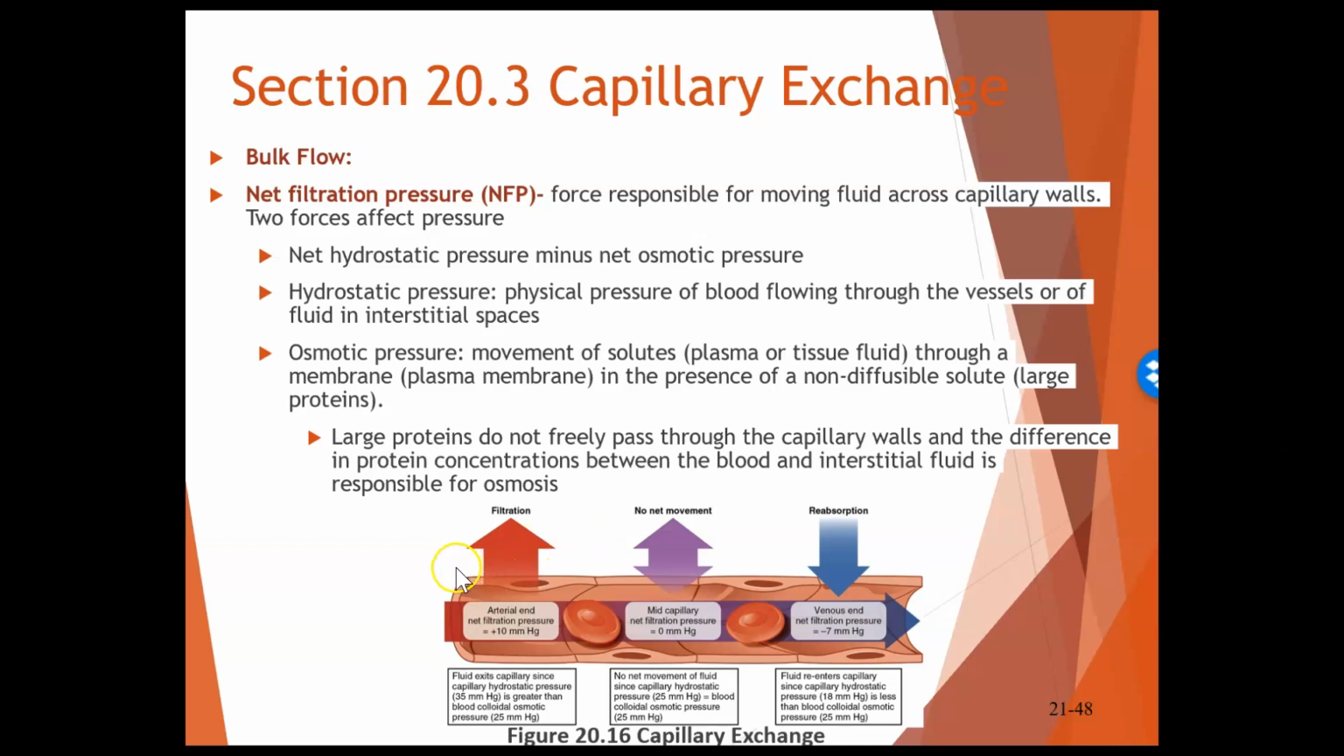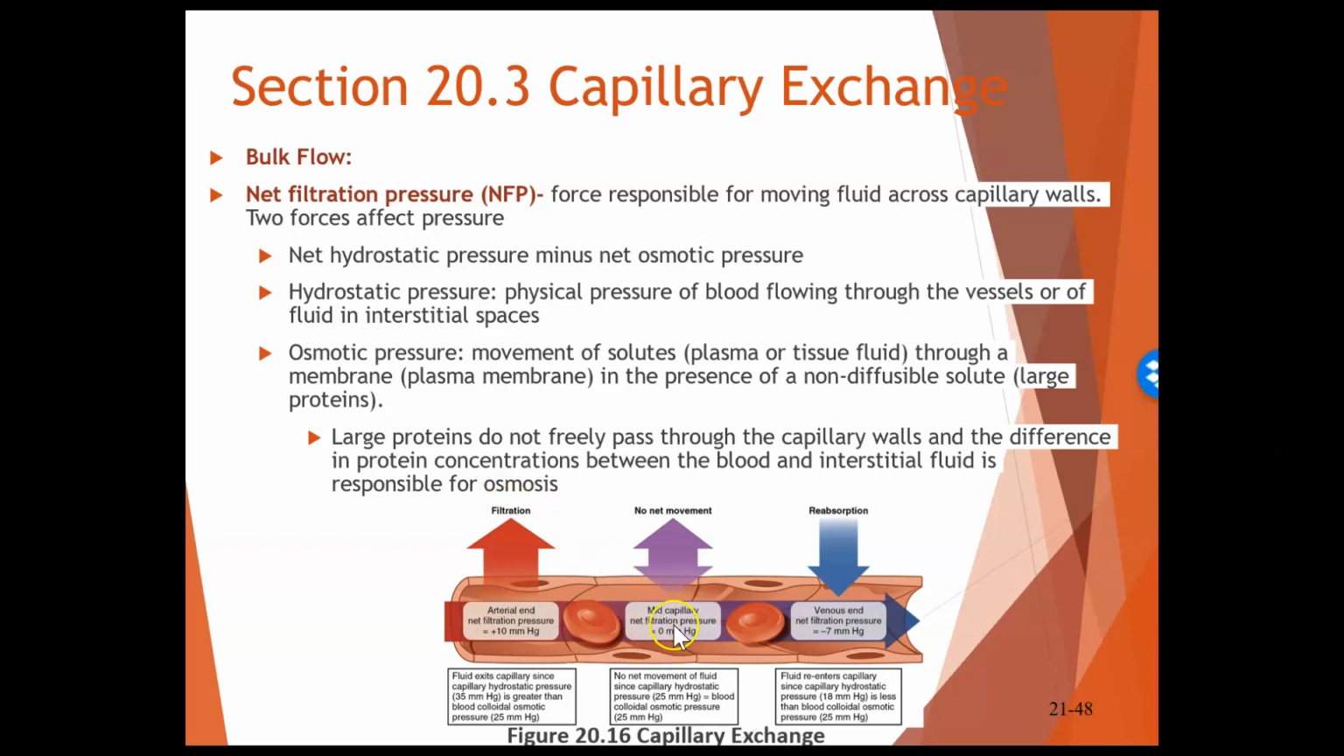So let's take a look at what happens as we move through a capillary bed. Here's our arterial end, this is mid-capillary, and this is our venous end. At our arterial end, fluid is going to be exiting our capillary since our hydrostatic pressure here is 35 millimeters mercury, which is greater than our blood colloidal osmotic pressure, which is 25. So our net filtration pressure is positive 10 millimeters mercury, and we want to flow out. So we get filtration that takes place.